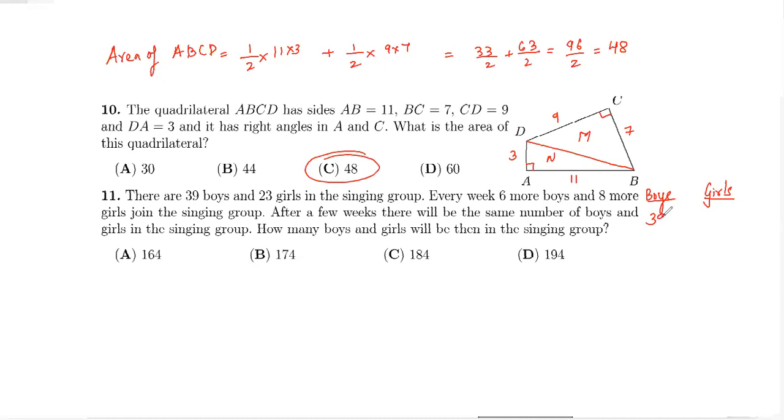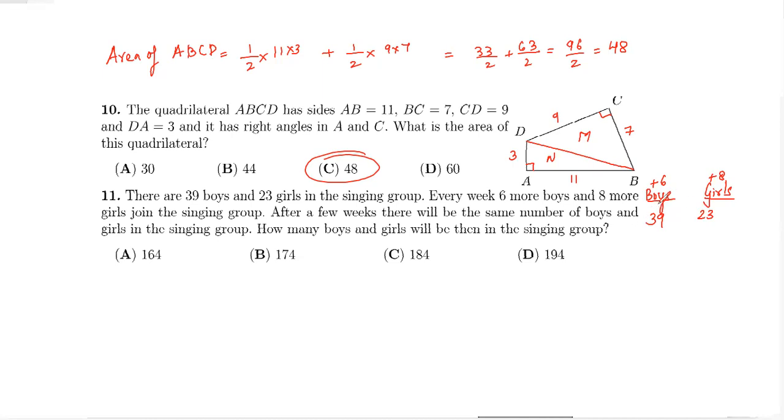There are 39 boys and 23 girls in the singing group. Every week, 6 more boys join, so you're adding 6 here. And 8 more girls join the singing group. After a few weeks, there'll be the same number of boys and girls in the singing group. How many boys and girls will be there then in the singing group?